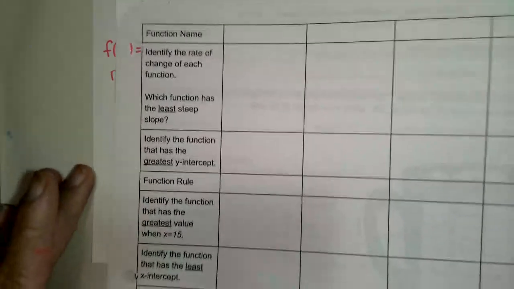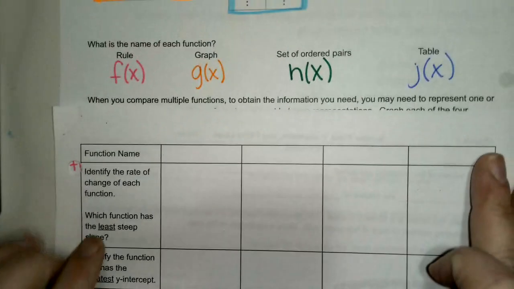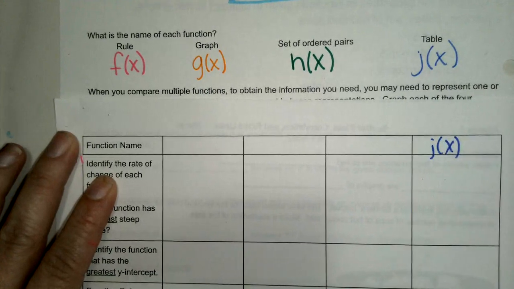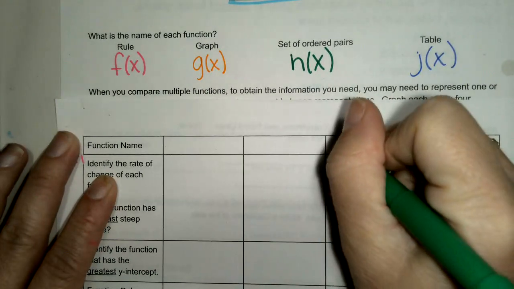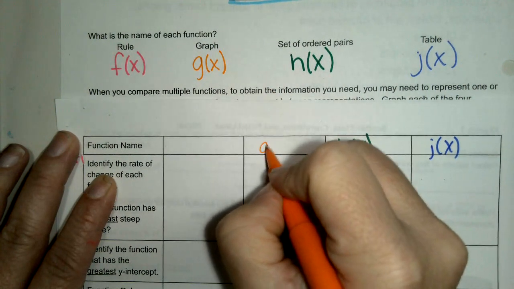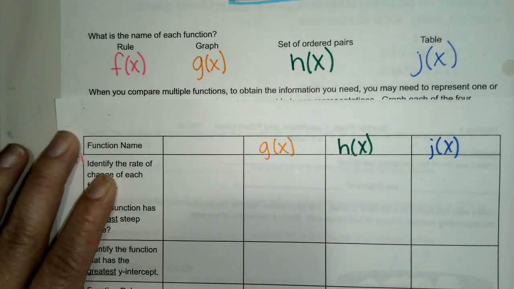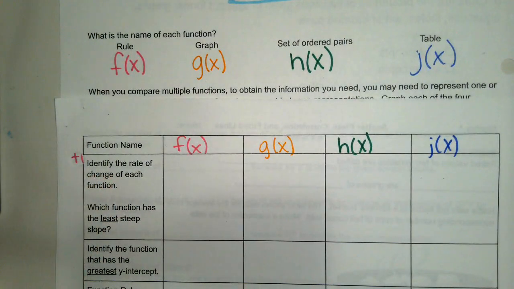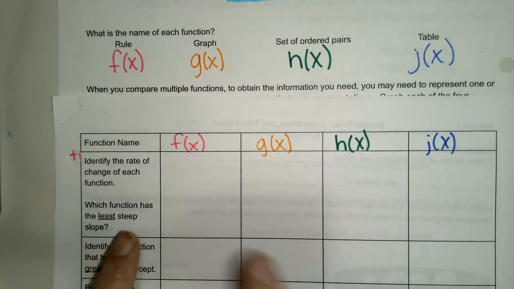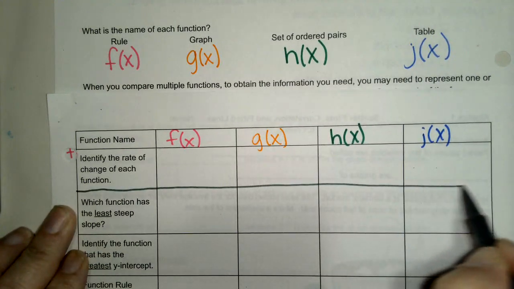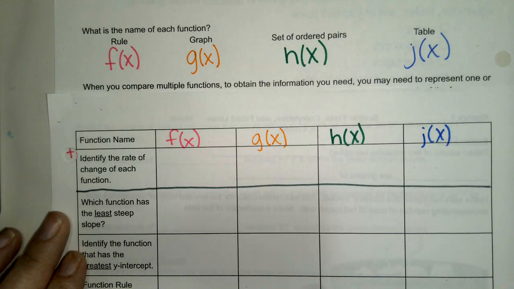So if we're looking at function name on the next page, we've already named all of our functions right here. So the last function that we just did was j of x. We did the set of ordered pairs, which was h of x. We did the graph, which was g of x. And then we did the rule, which was f of x. Now, I'm going to go ahead and draw a line because this first box has 2 questions in it. I'm just going to draw a line so I make sure that I address both questions.